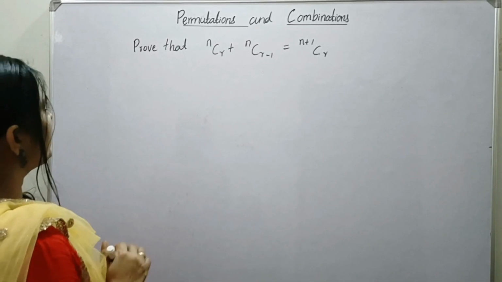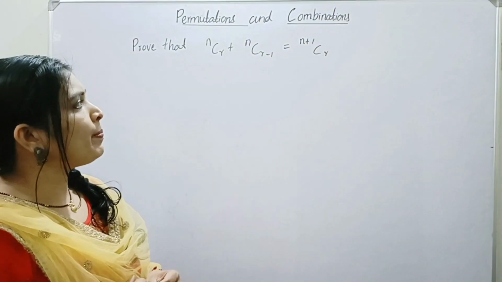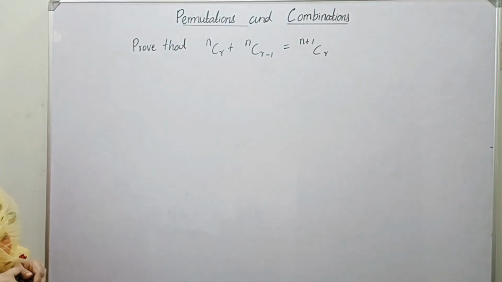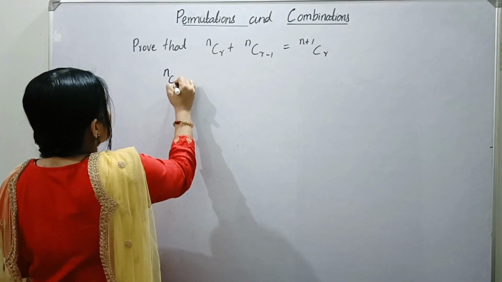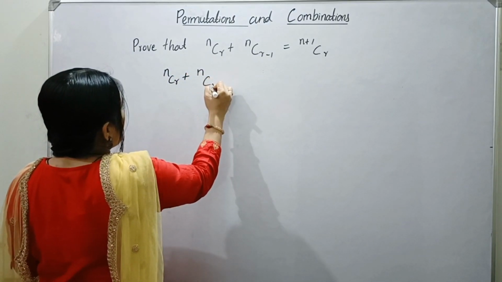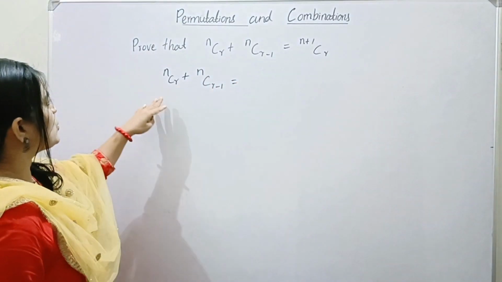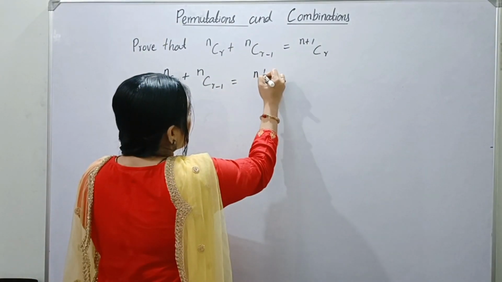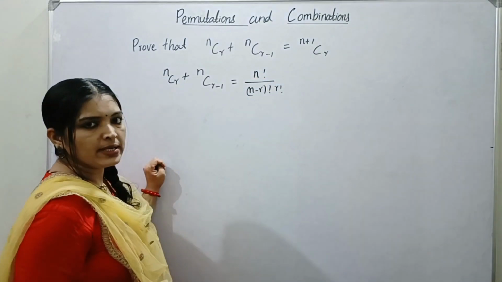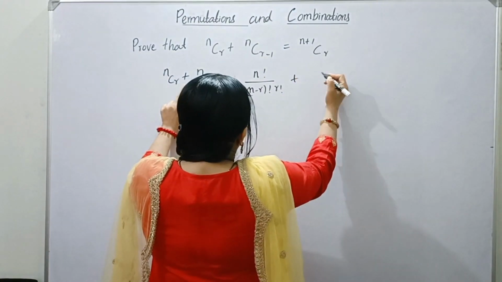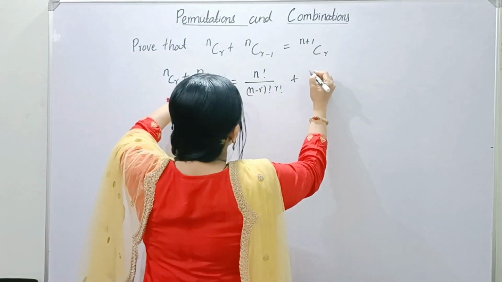Now let us go through this theorem. Prove that nCr plus nC(r minus 1) is equal to (n plus 1)Cr. Okay. So what is nCr? First let us go through the LHS: nCr plus nC(r minus 1). We have to prove the RHS. So here nCr is nothing but n factorial divided by (n minus r) factorial into r factorial, isn't it? Plus, what is nC(r minus 1)? In place of r, r minus 1. You should be careful.